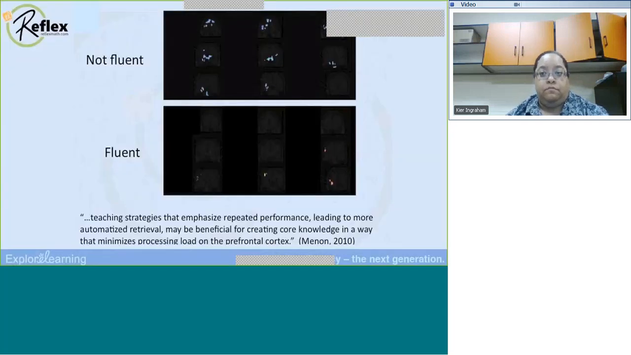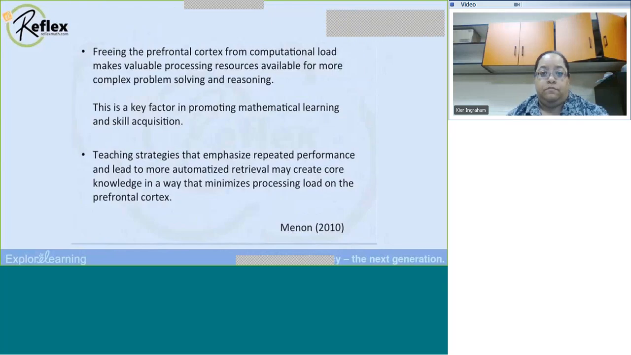And so Menon in 2010, he was actually one of the people who was part of that 2005 study. To summarize the text up there, what they're basically saying is, if the prefrontal cortex is loaded with just the process of coming up with the math facts, there's a problem. There's a computational load there. So what we have to do is figure out teaching strategies that, as quickly as possible through efficient repeated practice, get it back so that it's being retrieved from long-term memory.